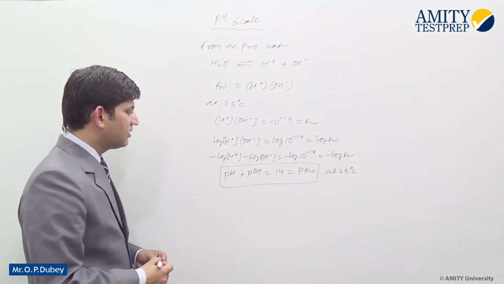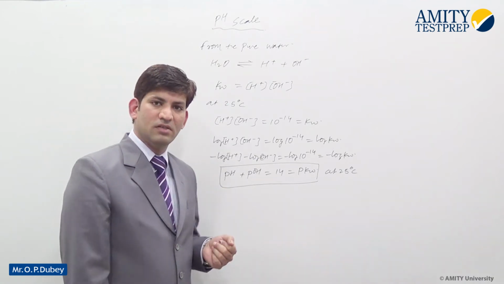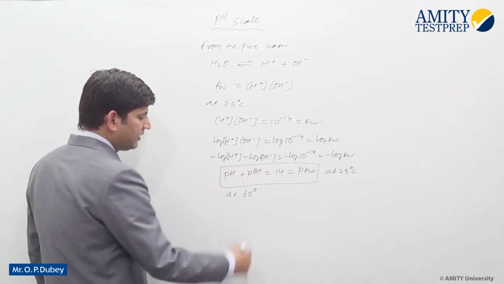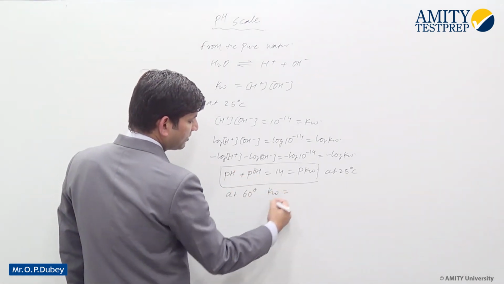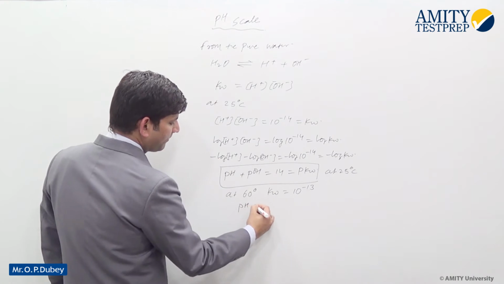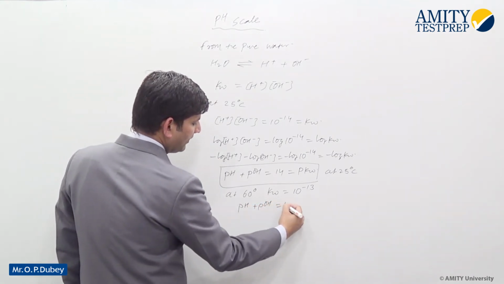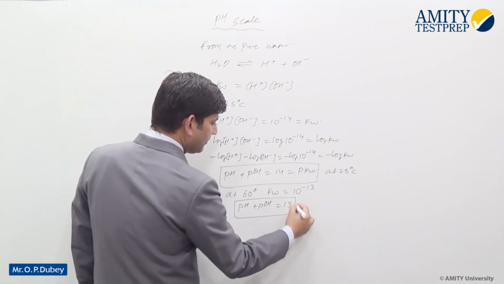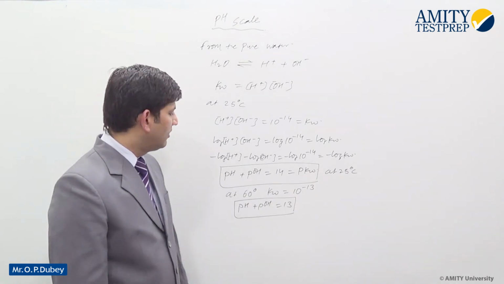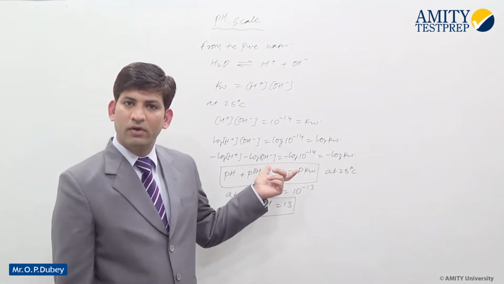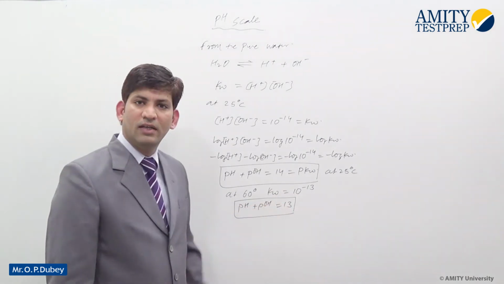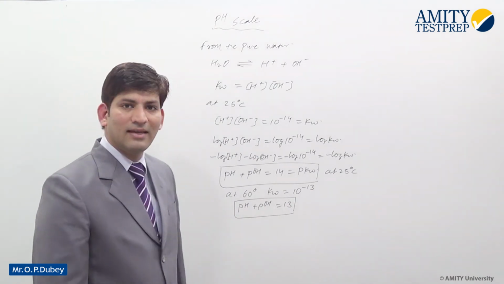If the temperature changes, the sum of pH and pOH changes. Suppose at 60 degrees C, the value of Kw is 10 raised to the power minus 13. Then the pH plus pOH of solution is equal to 13. That means if the temperature changes, the pH scale changes. At 25 degrees C, the pH scale varies from 0 to 14, but at 60 degrees, the pH scale varies from 0 to 13. That is, if the temperature changes, the pH scale changes.